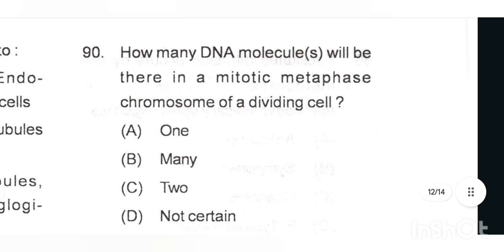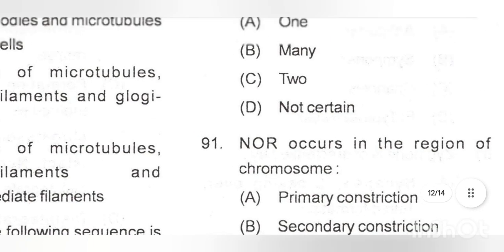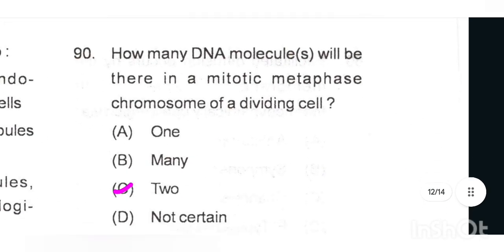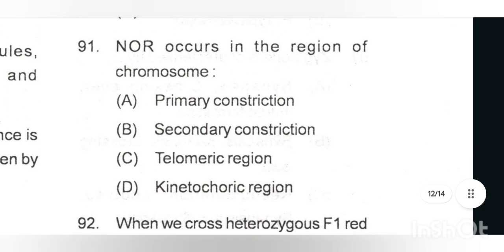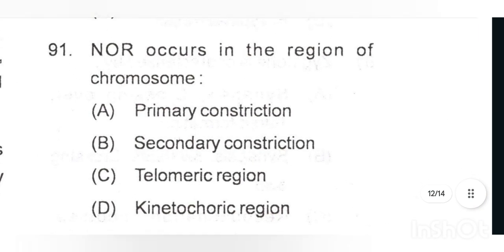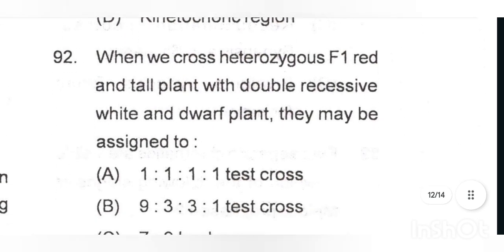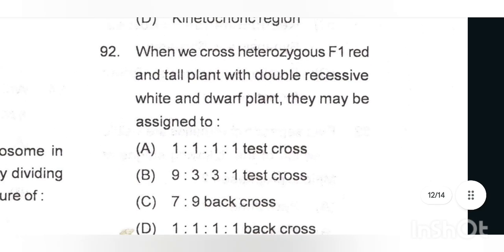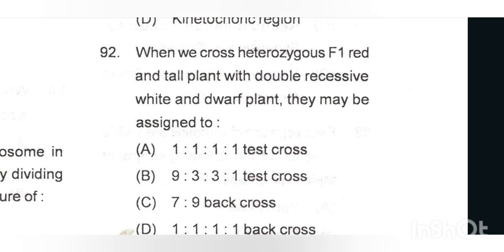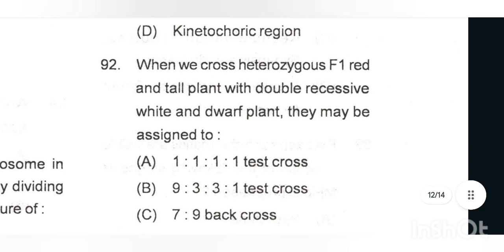Then how many DNA molecules will be there in a mitotic metaphase chromosome of a dividing cell? So it is 2. Option C, 2. Then 91, NOR occur in the region of chromosome. In which region of the chromosome? It is secondary constriction.